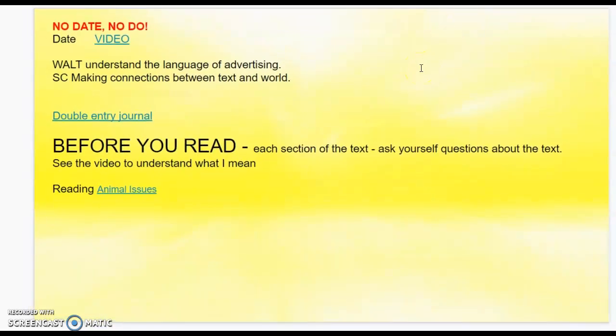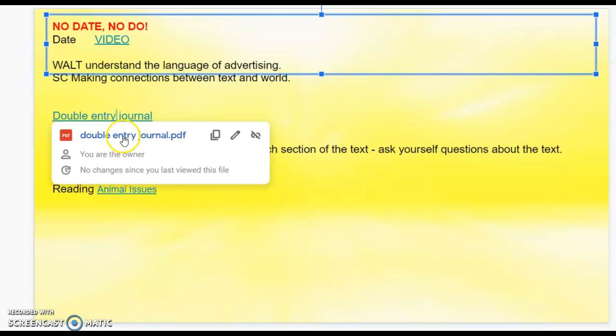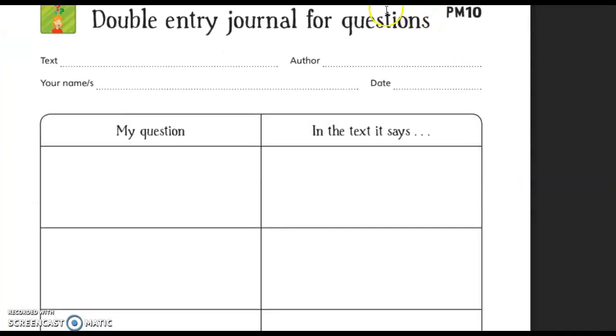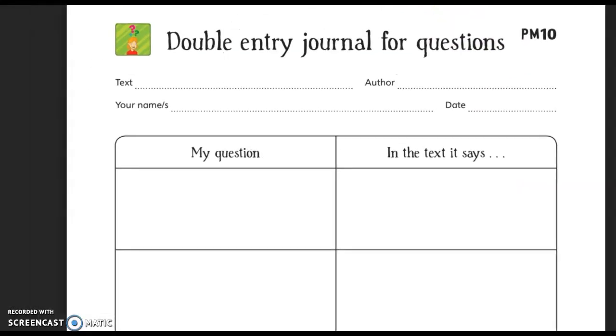Hi guys. Today we're looking at understanding the language of advertising. What you're going to be doing, before you read, is working with the double entry journal, which I suspect I have closed, so I'll open it up again. So this is what the double entry journal looks like.